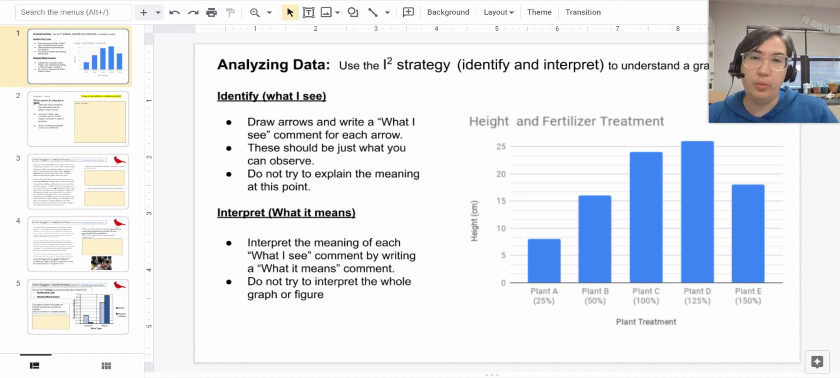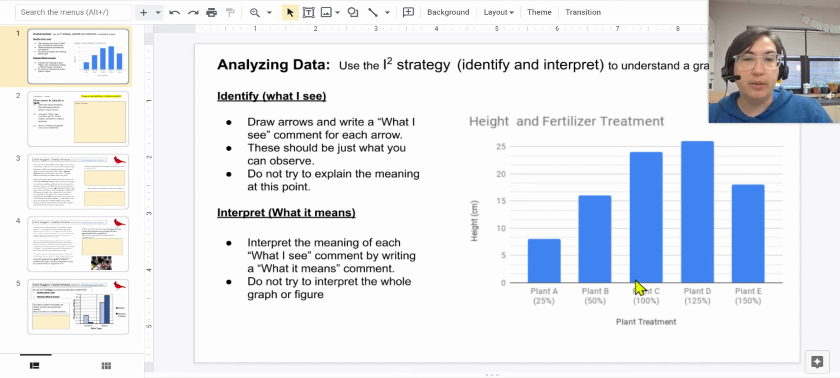So let's start with the I squared strategy. The I squared strategy is identify and interpret. That's the I squared. Identify, interpret. Two I's. And this is how we can make meaning from a graph, right?